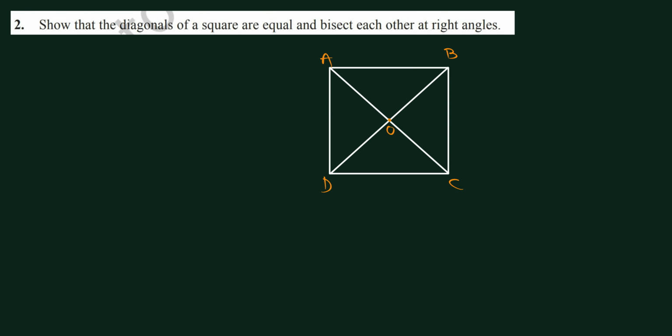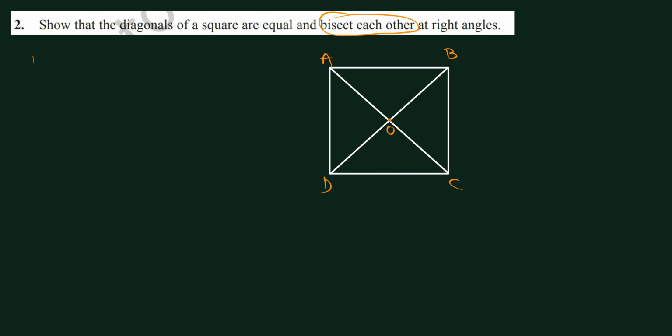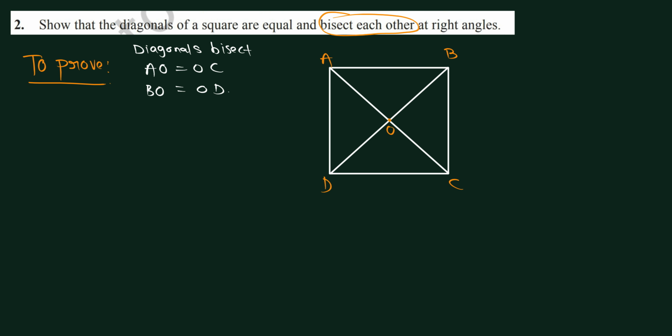So now we need to prove diagonals bisect each other, right? So to prove this, write down under "to prove": we need to prove diagonals bisect each other. Bisect means AO is equal to OC and BO equal to OD. OD or DO, any way you can write. So that means your diagonals bisect each other.